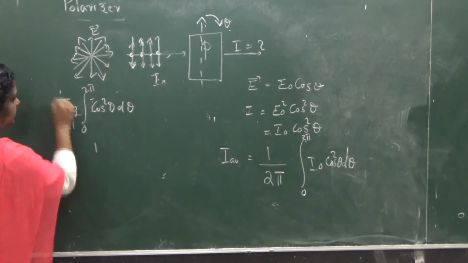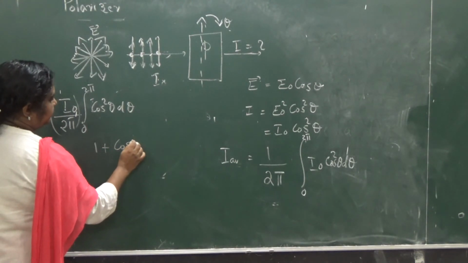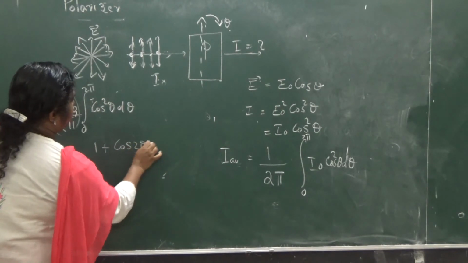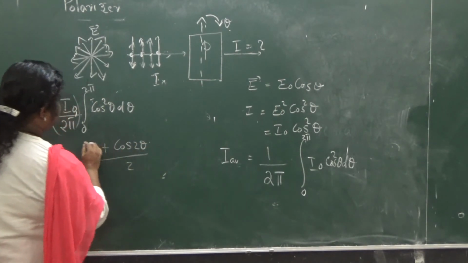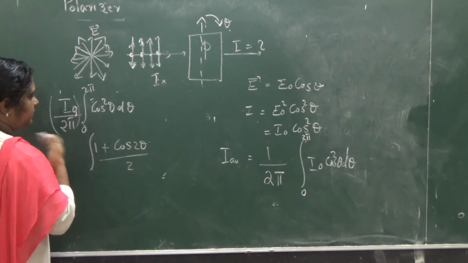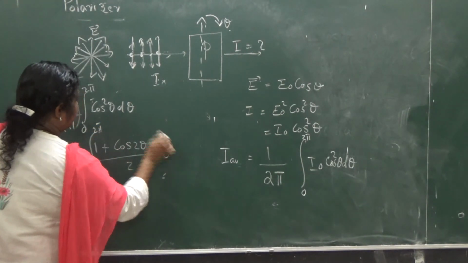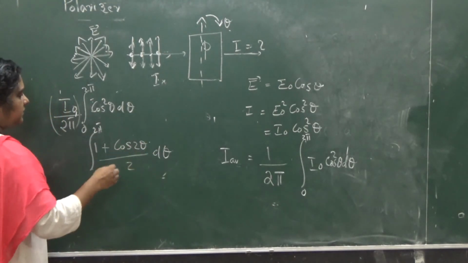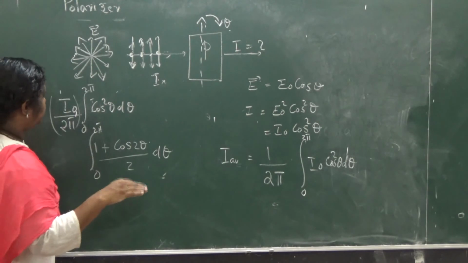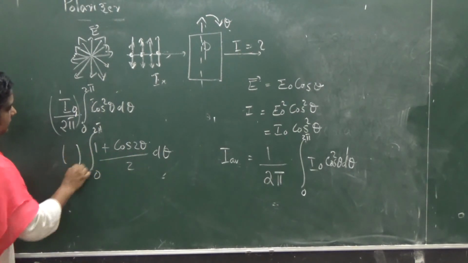Then I can change this. One is constant. Cos square theta means 1 plus cos 2 theta by 2, right? Cos square theta equals 1 plus cos 2 theta, by 2, integral. If it is sine also, it won't make any difference. So what we see is integral 0 to 2 pi of 1 plus cos 2 theta, with the integral.